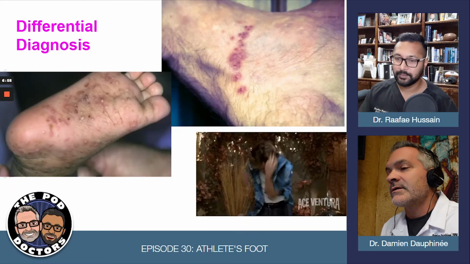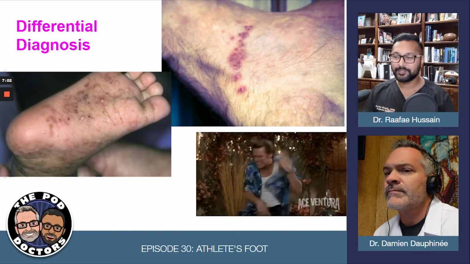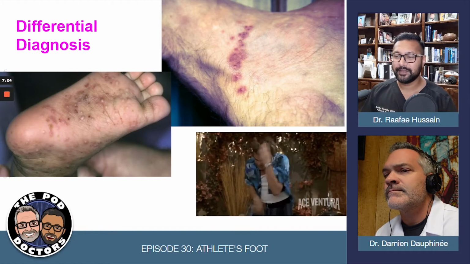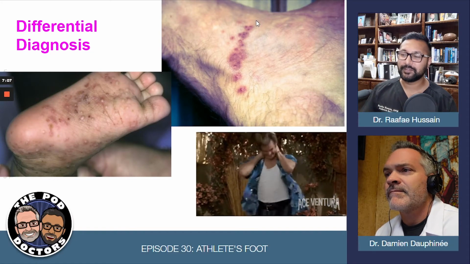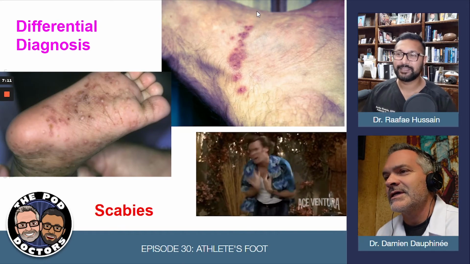Yeah, absolutely. Here's the last one. We've got the little pustules, the little dots on the feet. I put this picture in specifically because of the tracking of the lesions. So that's when we're thinking something along the lines of scabies.